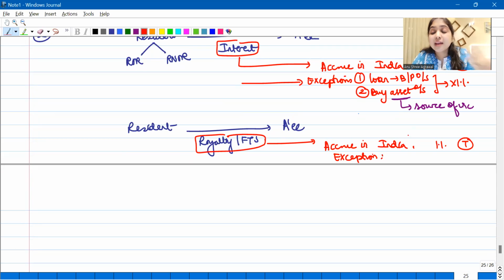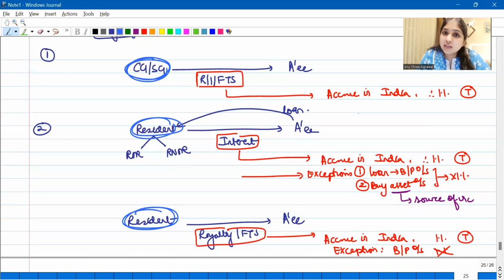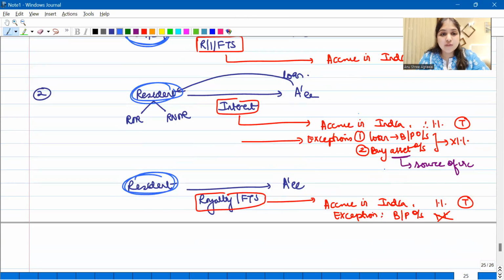The exception is that if the royalty or FTS is relating to business or profession outside India, then you will say it is not an Indian income. Right, guys, are we clear? So we have discussed 2 parts. We have discussed what if the giver is central government, state government, and what if the giver is resident. If the giver is resident and resident is paying interest, you have 2 exceptions. Everywhere else, you have 1 exception.